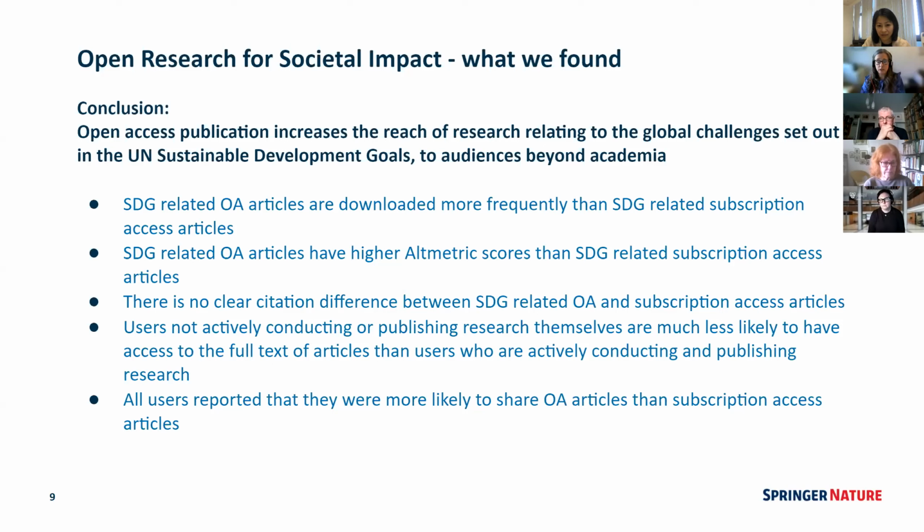And so if we take this all together, the picture suggests that the increased downloads and the increased altmetric scores of societally relevant articles that are open access is a consequence of them reaching more people outside of our core academic audiences. So they will be users who reported that they worked in medical or healthcare organisations, corporations, government departments, consultancies, NGOs, charities, really the people who were working on the ground to solve societal problems.